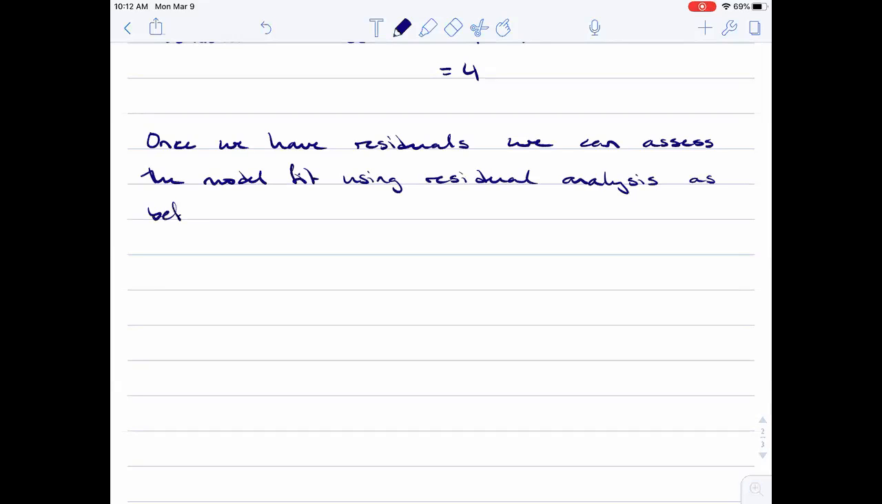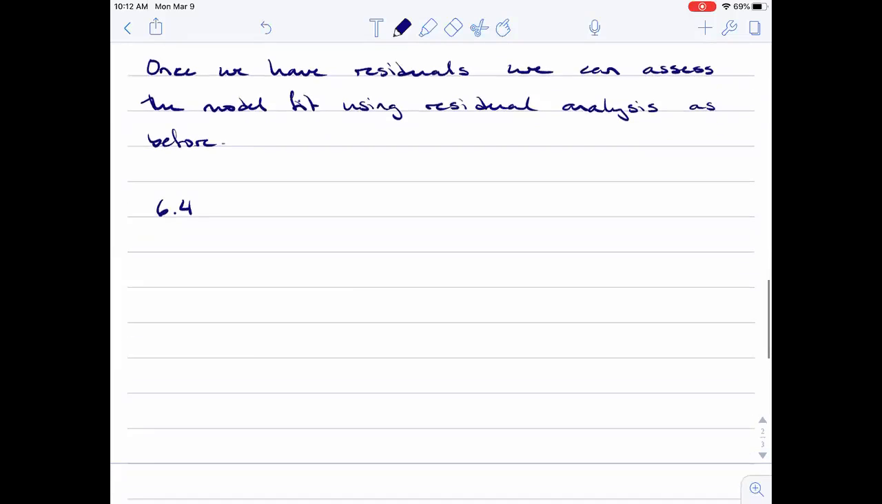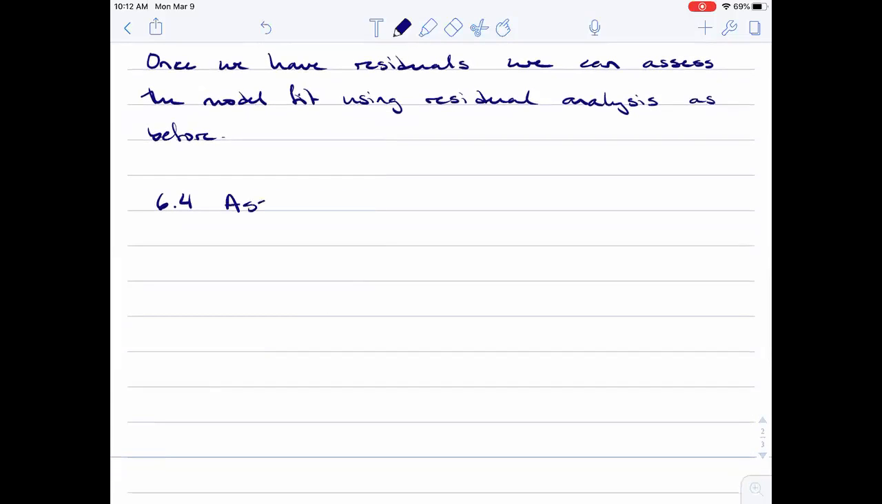As before, right? We've been doing it all along here, right? So in 6.4, we're going to be assessing the model.